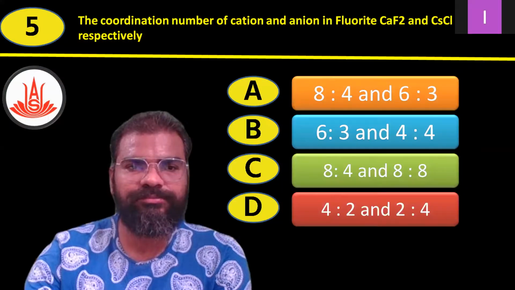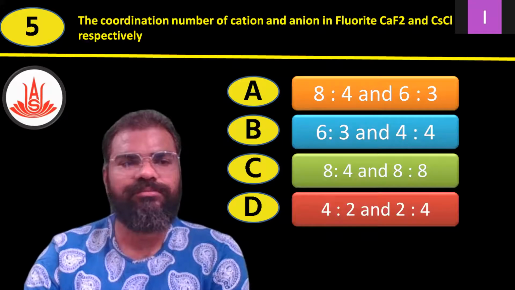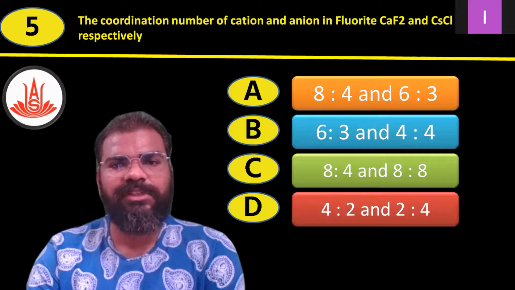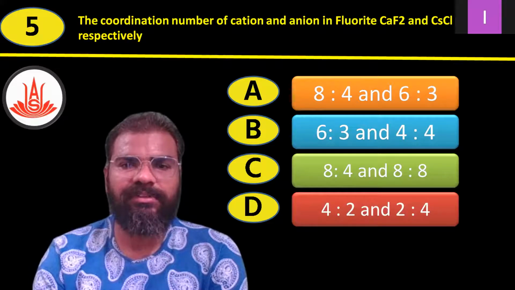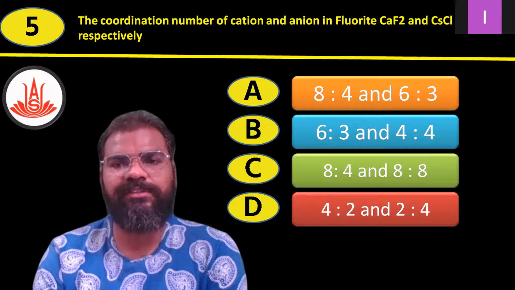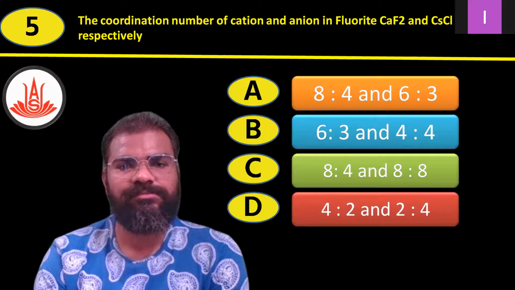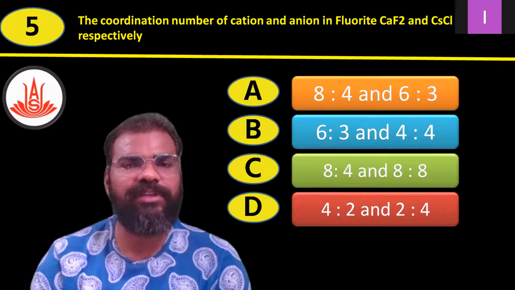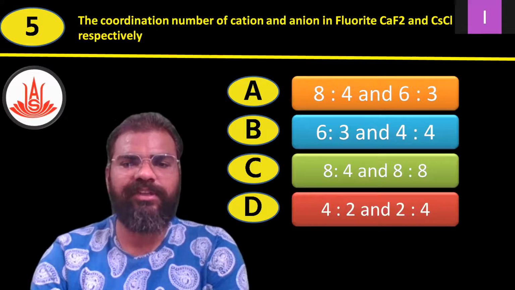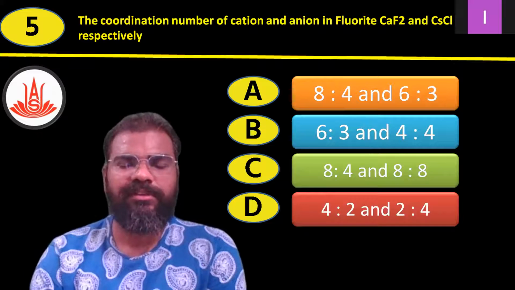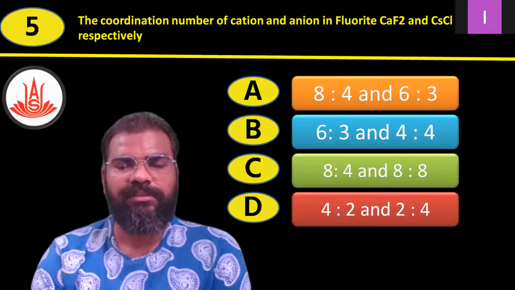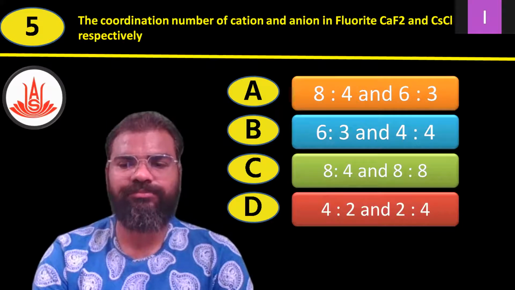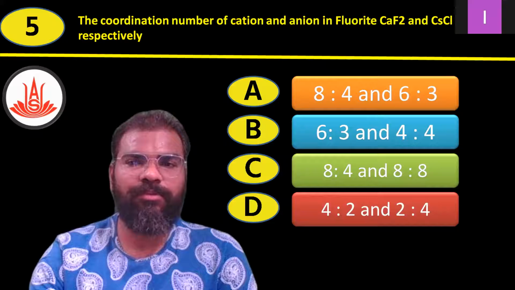After that, the next question, number 5. The coordination number of cation and anion in fluorite, that is CaF2, and CsCl, that is cesium chloride, are respectively. They have given the coordination numbers, and which one is the correct one, that we need to calculate. The four options they have given: 8 is to 4, 6 is to 3, 4 is to 4, 8 is to 4 and 8 is to 8, 4 is to 2 and 2 is to 4.